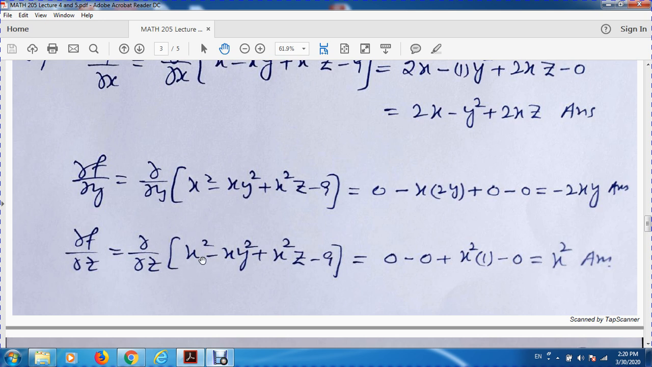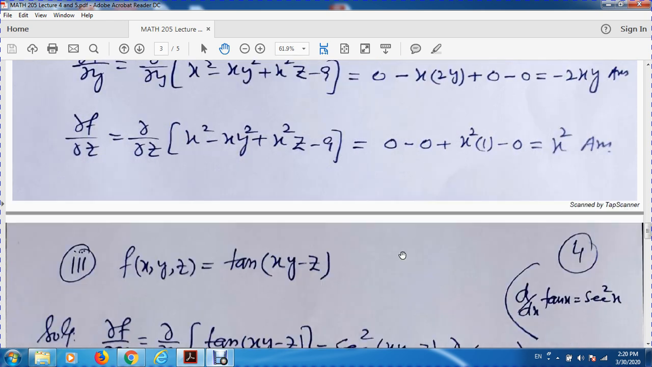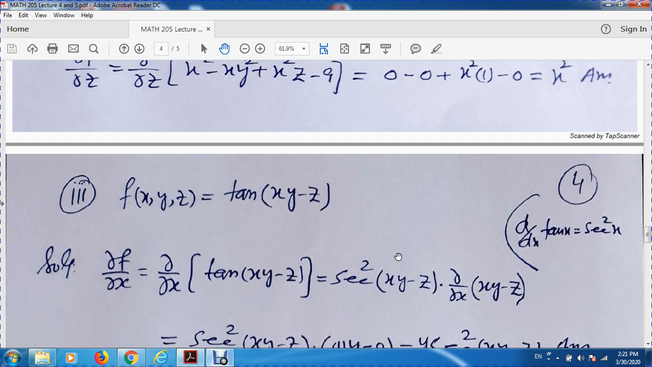So the derivative of x square, again there is no z, so it will be 0. Again there is no z, so this will be 0. And here is z, so the derivative of z will be 1. So it will be plus x square, and the derivative of minus 9 will also be 0. So the answer is x square. I hope it's easy and you can easily understand.